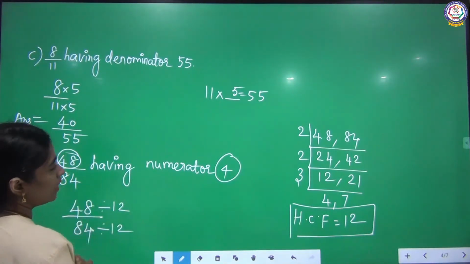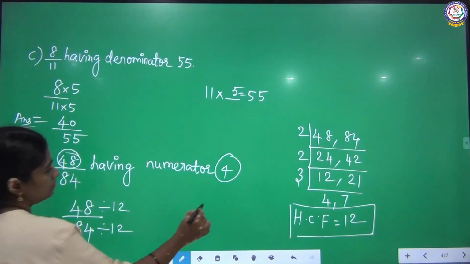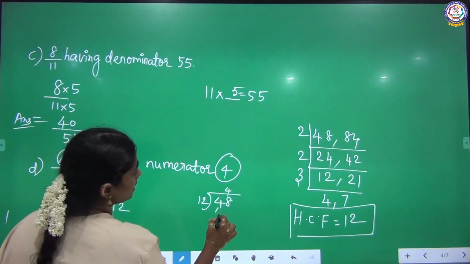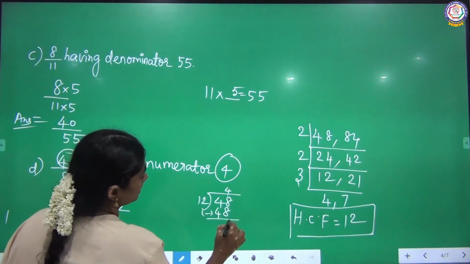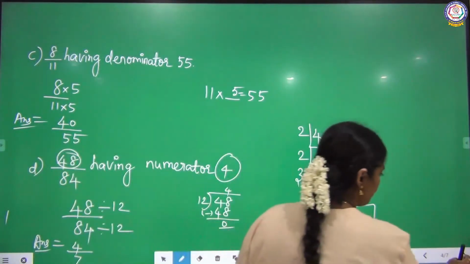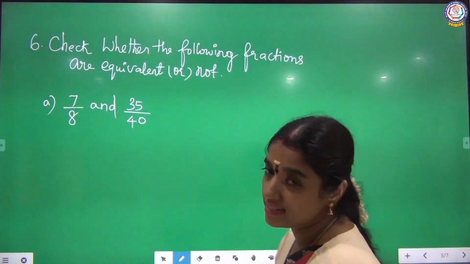So 48 when I am dividing by 12, what is my answer? See, 48 I am going to divide by 12. 12 4s are 48. So what is the answer? 4. And 84 divided by 12 is what? 7. So 4 by 7 is my answer. Can you understand, children? Now I change my numerator by 4. Any doubt in this? Any doubt? Shall I move on to the next sum?